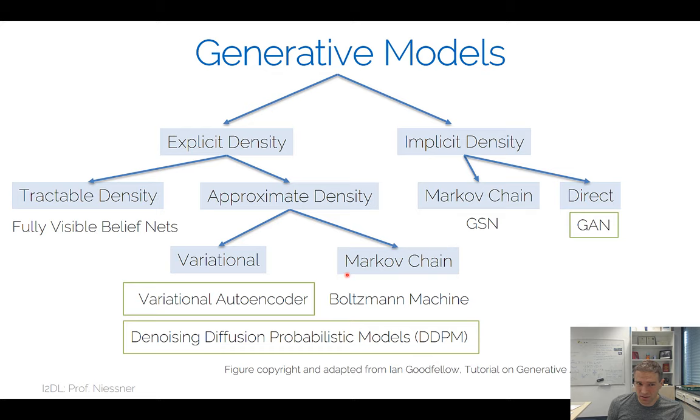Denoising diffusion models fall into this category. We're going to talk about this one. This is what Stable Diffusion and similar models are doing. You also have direct methods for implicit densities, like GANs. There's nothing that enforces an actual density there, so the density is implicitly learned. GANs are the other big direction.